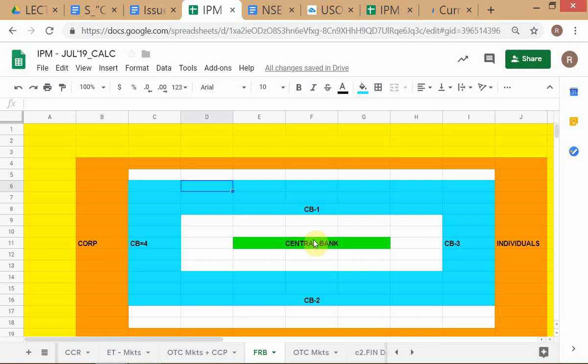Okay, so essentially the Reserve Bank tries to control the rate at which banks will borrow reserve funds from each other. That is basically how they try to control credit conditions.